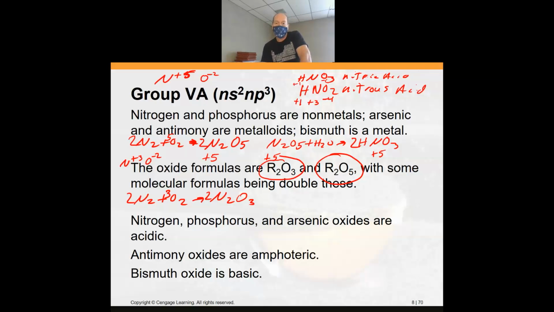All right, so when we add water to N2O3 plus H2O, that's when we get our nitrous acid, HNO2, and we will need 2 of those. Again, here is your +3, and here is your +3. When you add water, you're not changing your oxidation numbers.